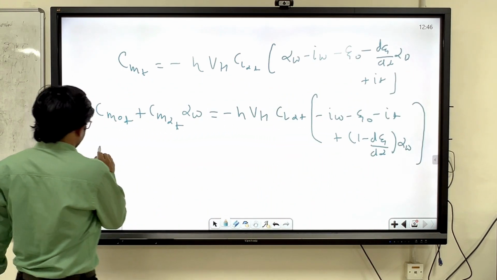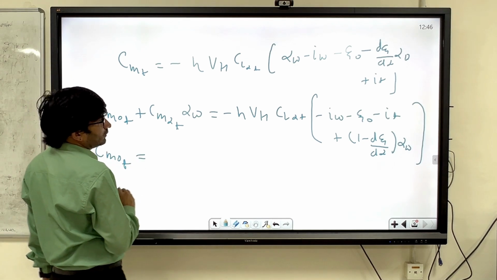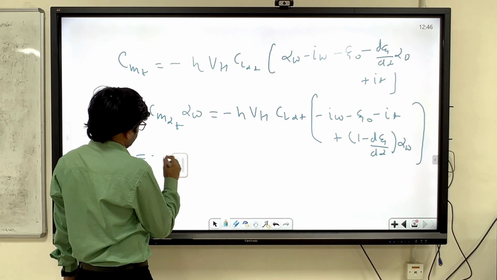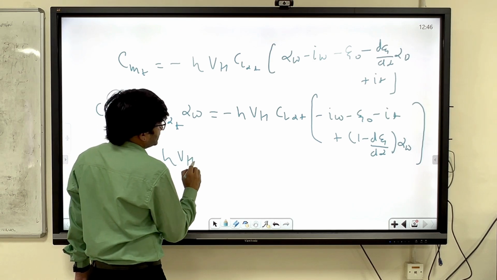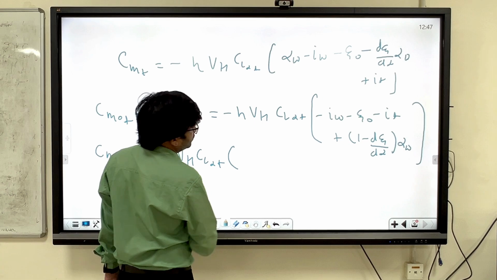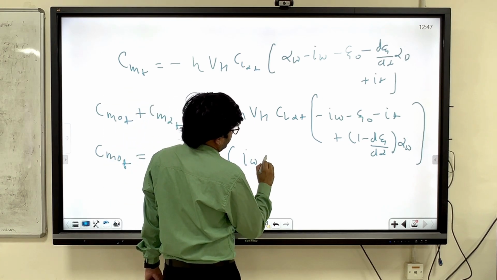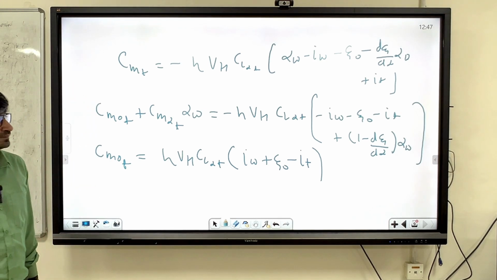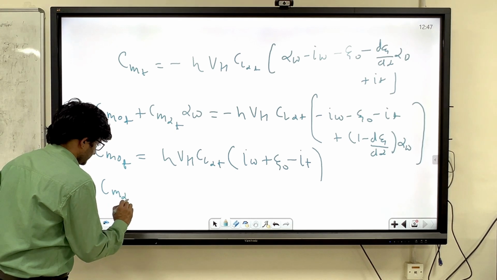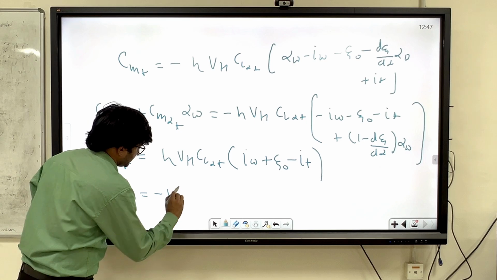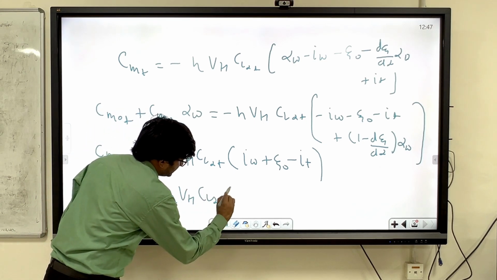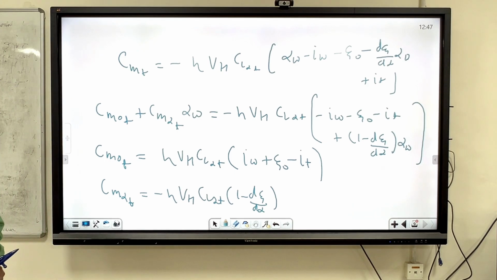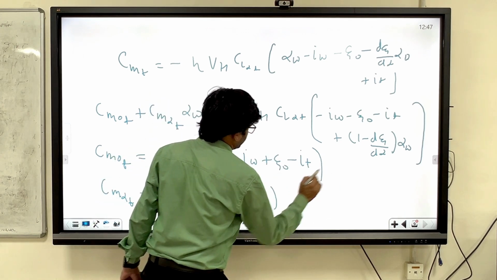Perfect. Now you can compare, you can find out what Cm naught is. Cm naught is minus eta. We'll make it positive here because we will take the minus sign outside: IW plus epsilon naught minus IT. And then Cm alpha of the tail is minus eta VH CL alpha of the tail into 1 minus dou epsilon by dou alpha. So these two expressions we have found out for a tail.